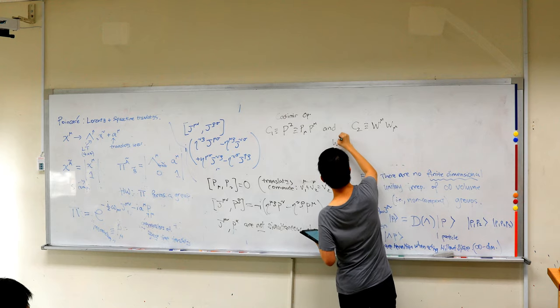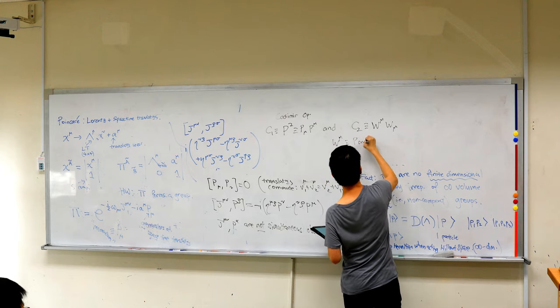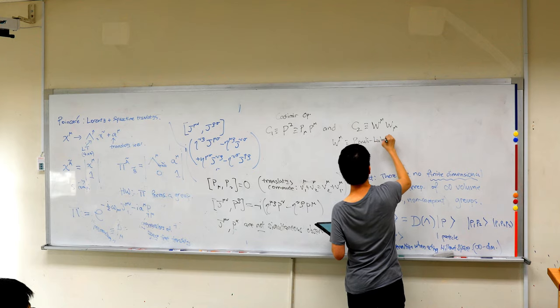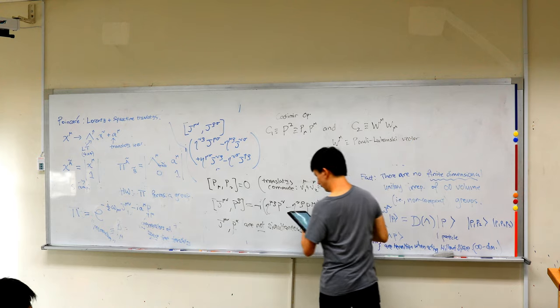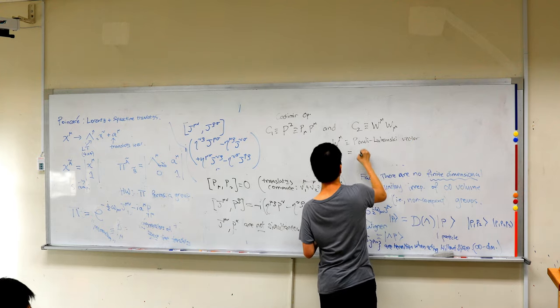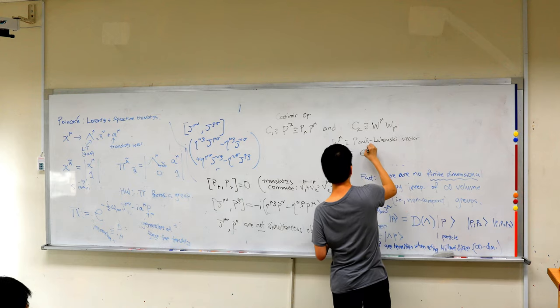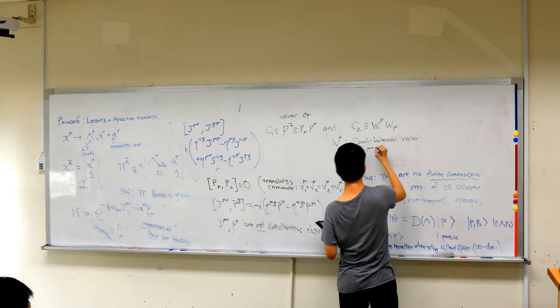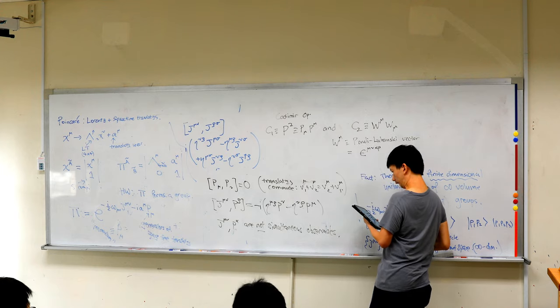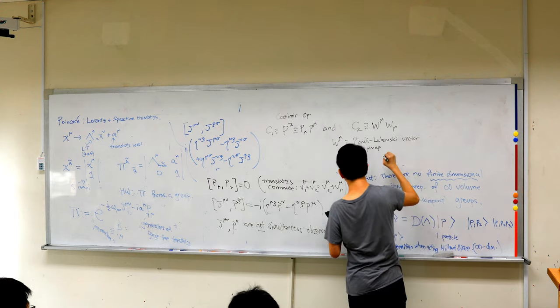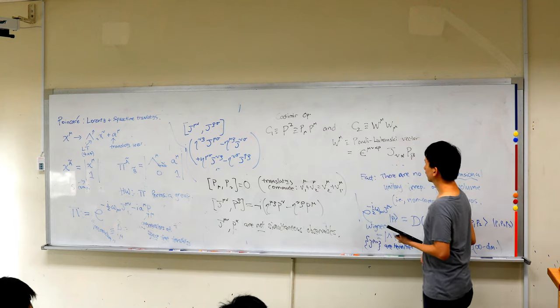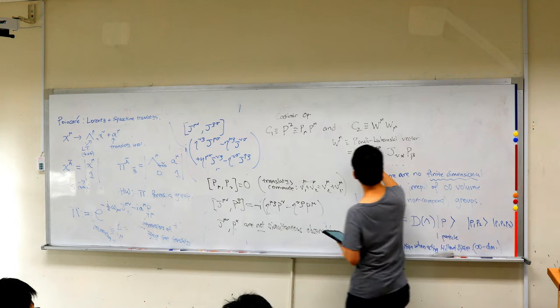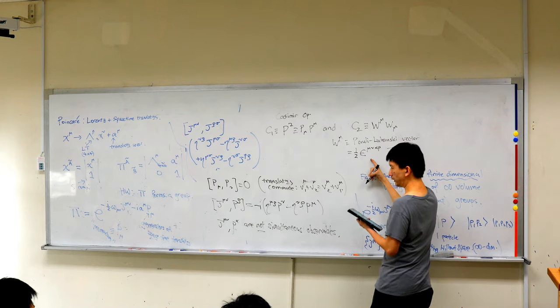So what is the W? The W is called the Pauli-Lubansky vector, and it is given by epsilon, and now I look up what the four-dimensional epsilon is. Mu nu alpha beta. And then it's J nu alpha P beta. I think there's one half, yeah, one half.